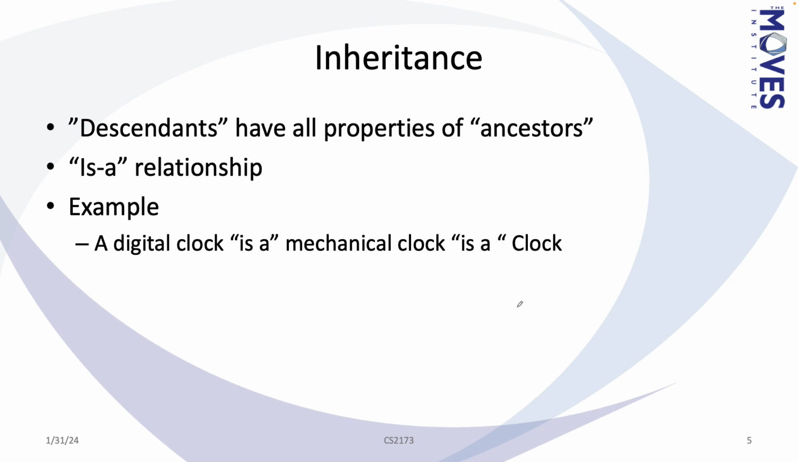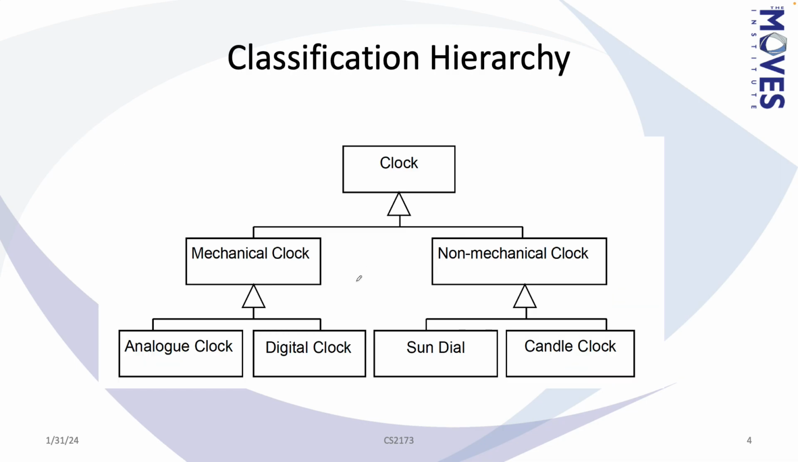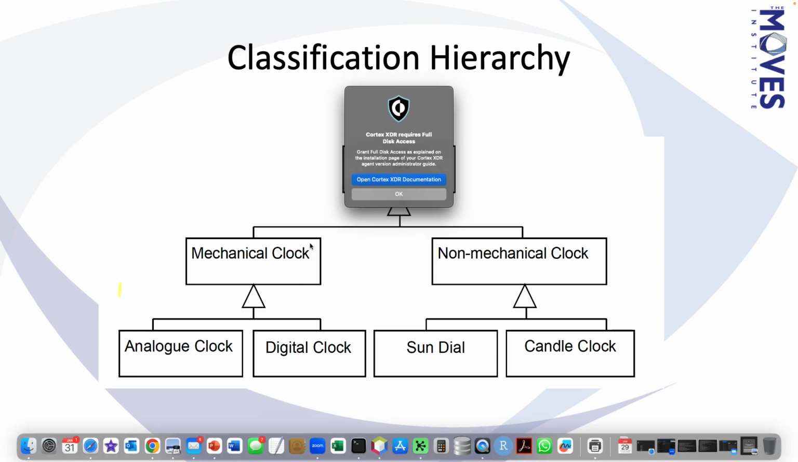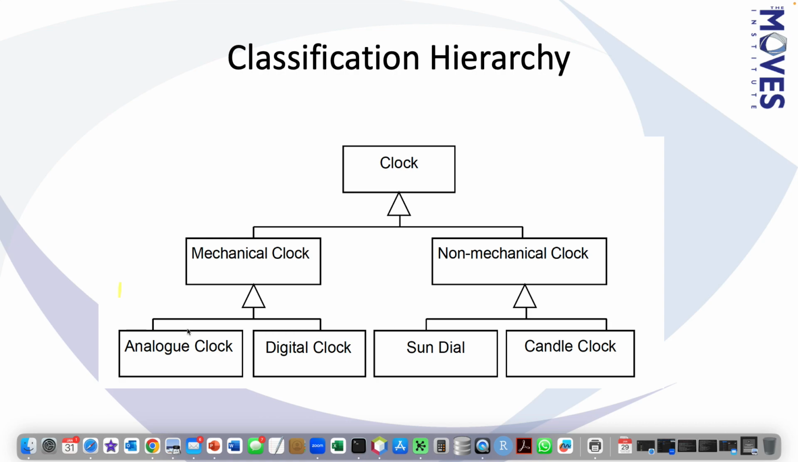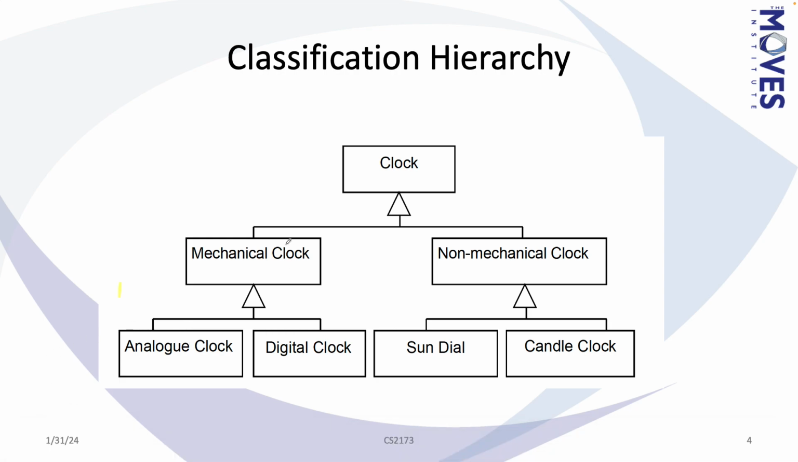So this is what the inheritance concept is about. The phrase to remember is "is-a." In this case, a digital clock is a mechanical clock, and a mechanical clock is a clock. So going up the hierarchy is the is-a. A digital clock is a mechanical clock. A mechanical clock is a clock. A candle clock is a non-mechanical clock, is a clock.